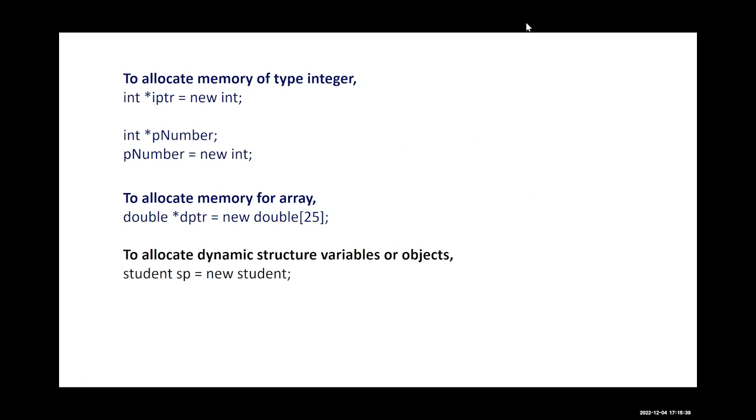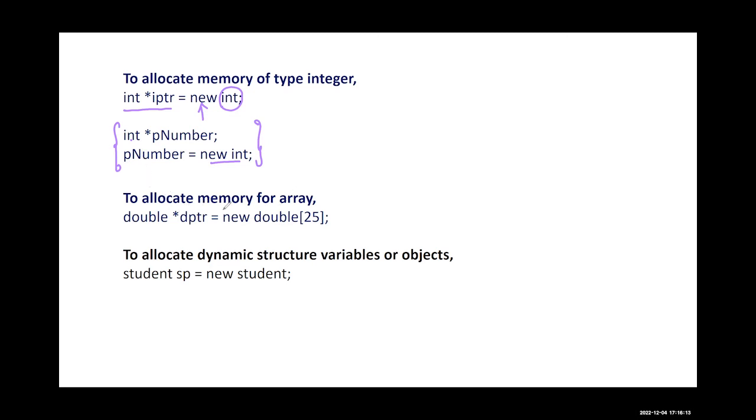So see here, to allocate memory of type integer, what is the syntax? If you want an integer, again we are using a pointer variable. You will create a pointer variable of type int and say new int. So new is the keyword you are using. For example, I have said int star p number is equal to new int. This is how I am creating the memory dynamically.